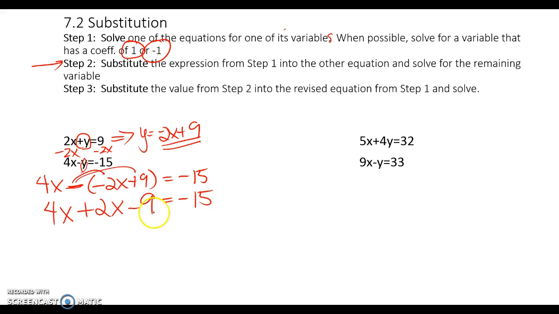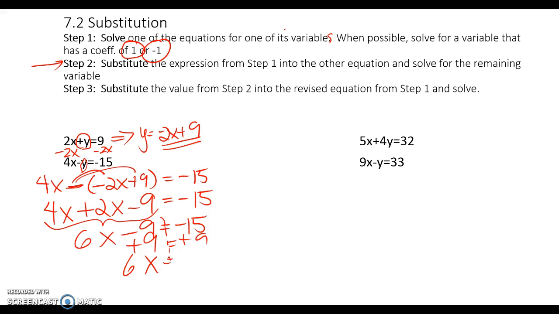I'm going to simplify this side by collecting like terms. 6x minus 9 equals negative 15. Now I'll solve for x. Plus 9, 6x equals negative 15 plus 9, which is negative 6. X equals negative 1. Step 3 says, substitute the value from step 2 into the revised equation from step 1 and solve.